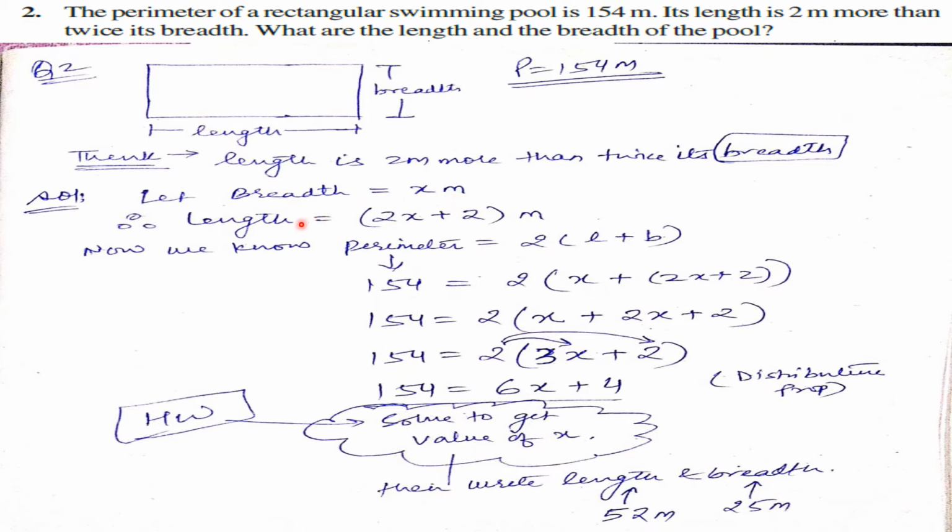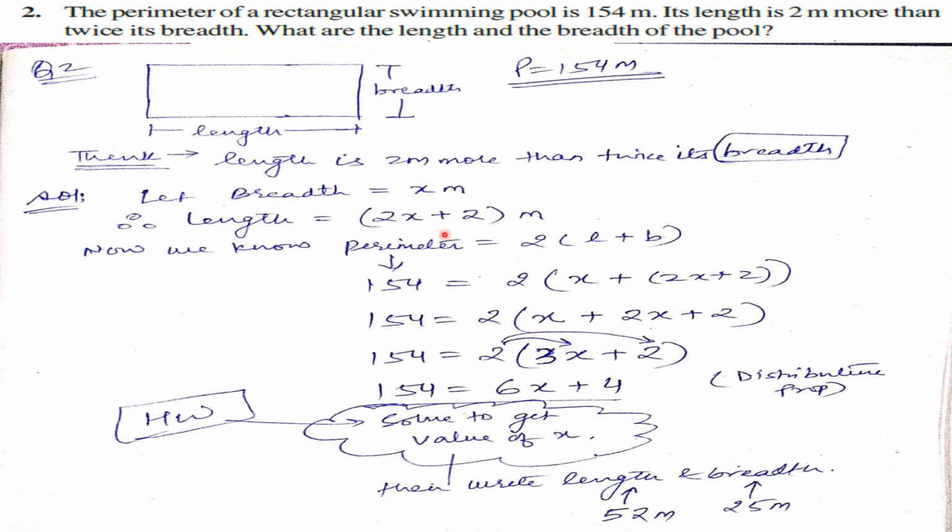Okay, it is twice also. Sorry, I forgot that part. It is saying length is 2 meters more than twice its breadth. So, length will become 2 times breadth plus 2 meters.